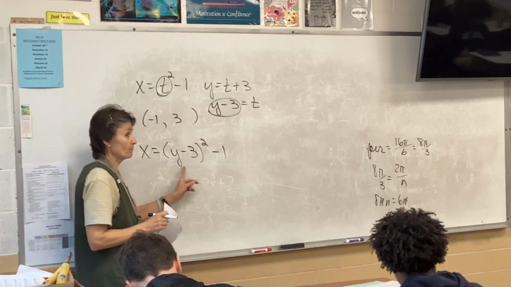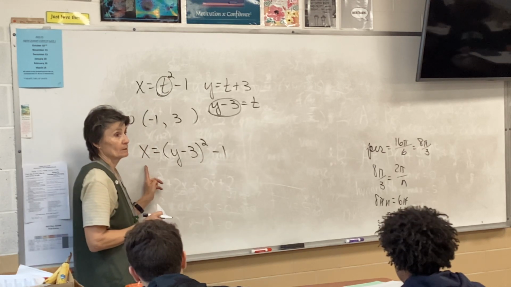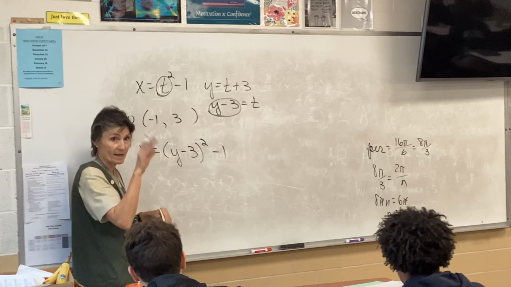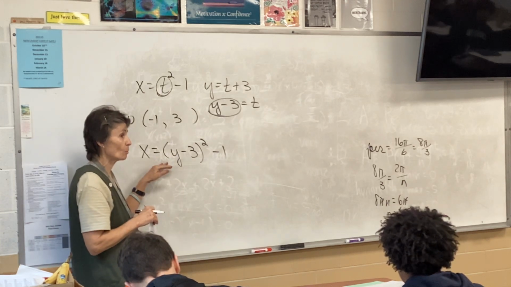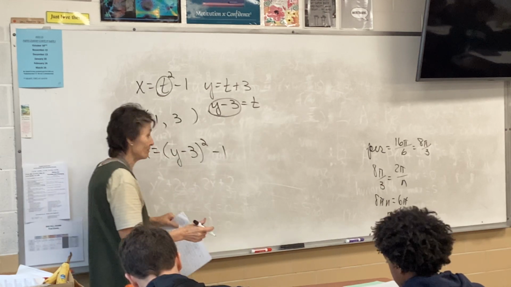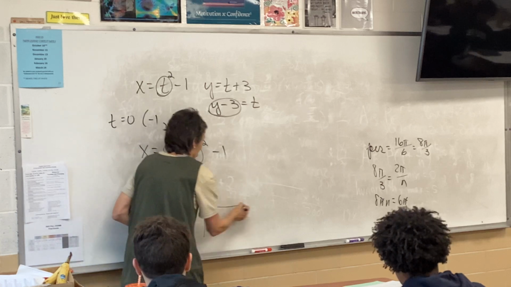Now, what variables are in this equation? X and y, that's Cartesian. The Cartesian coordinate plane, the xy plane, that's a Cartesian equation. Done. Okay? Now I have to graph it.